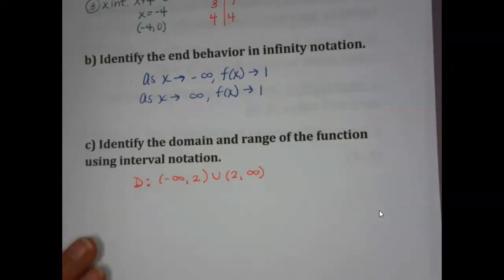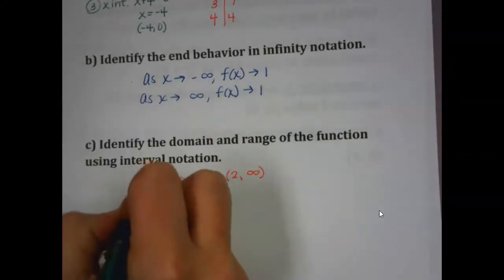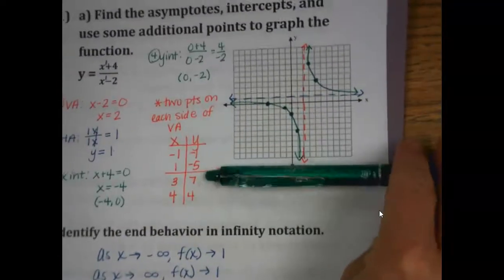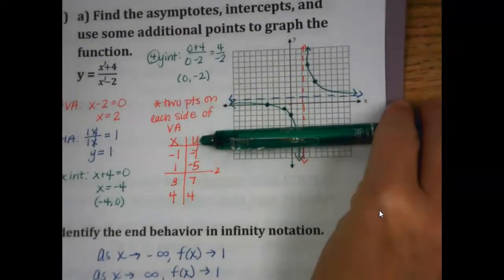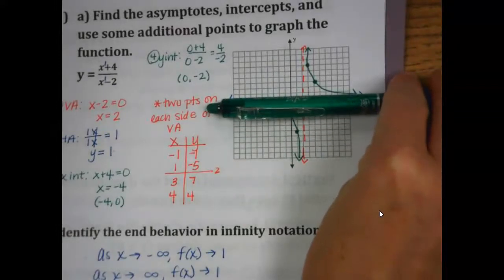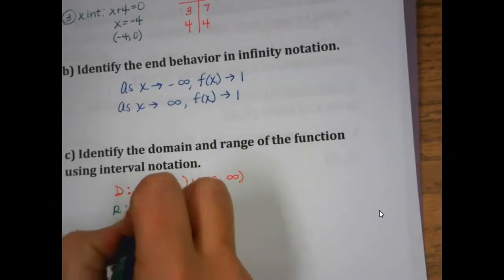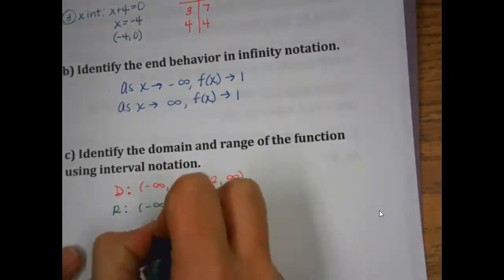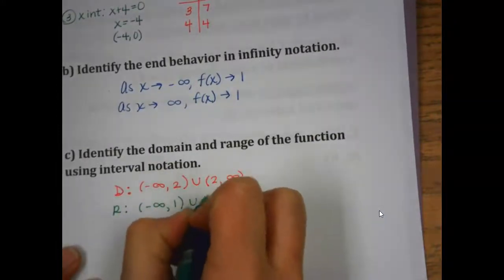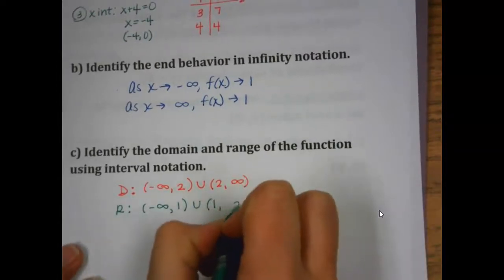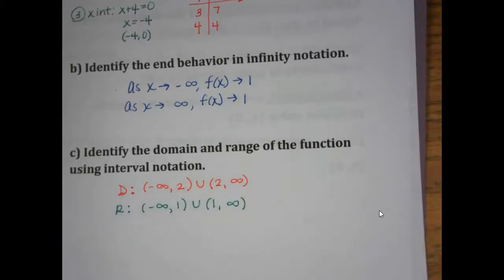Similar process for the range, but range is the y values. We start at the bottom, negative infinity, everything's all good until we hit our horizontal asymptote, and it stops us. So we go from negative infinity to our horizontal asymptote, which is 1. And then on the other side of that horizontal asymptote, we pick up again. So we go 1 to infinity.